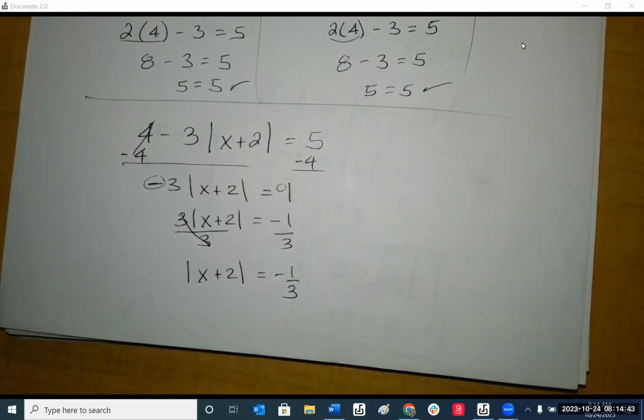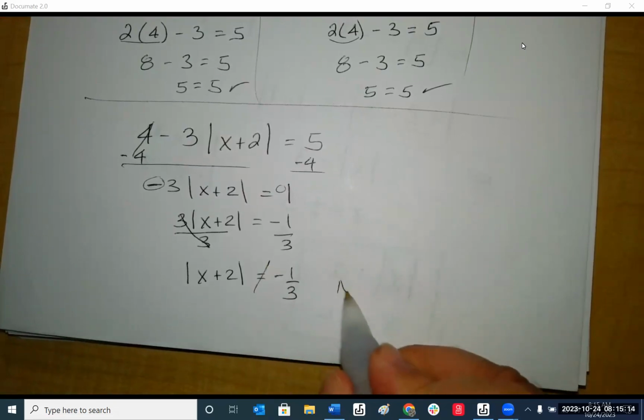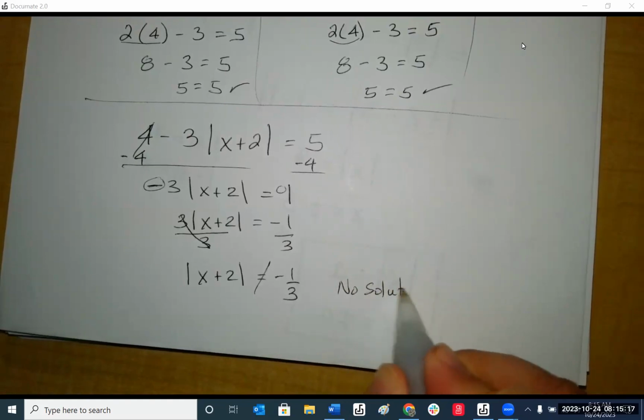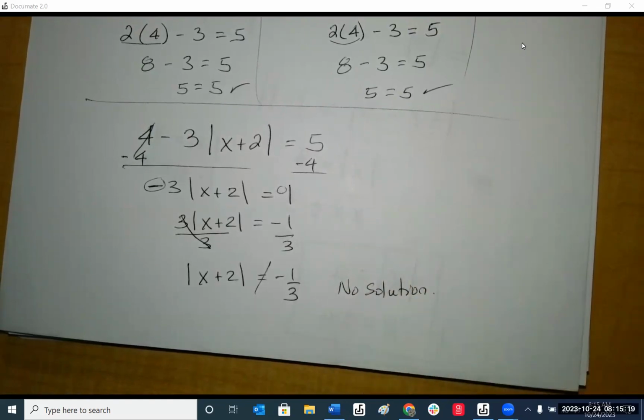How many people got that far? Okay, now the next step you would do would be what? Ideally, at this point, since it's isolated, you would drop the absolute value signs and put a plus or minus on this side. But can an absolute value ever equal a negative number? No. So no solution, because an absolute value can never equal something negative.